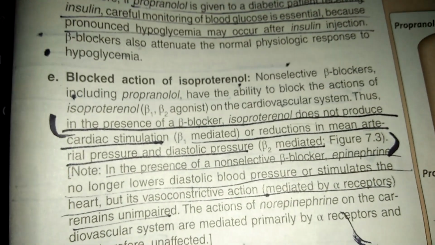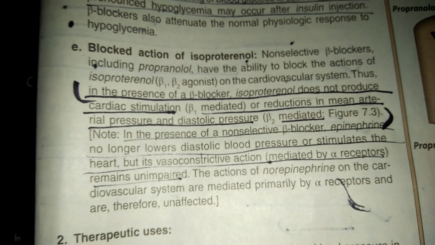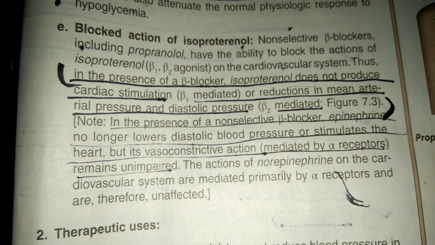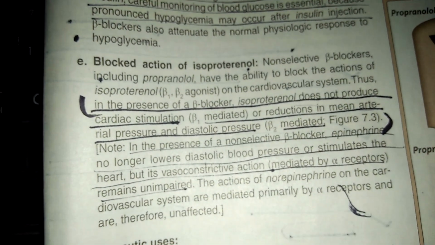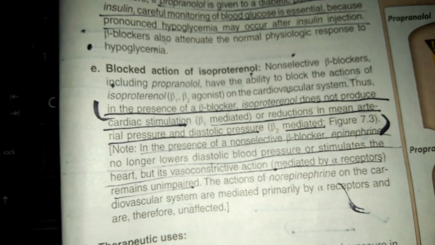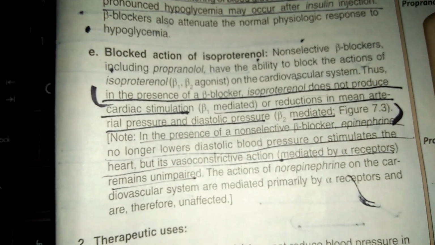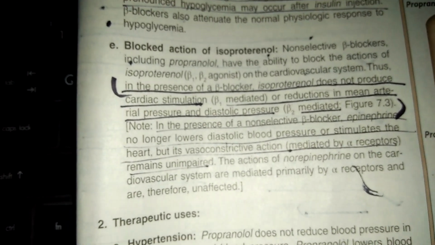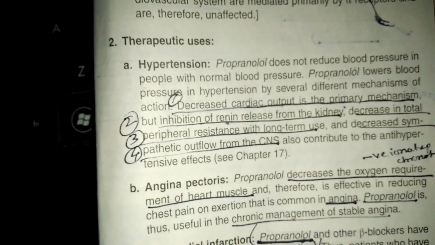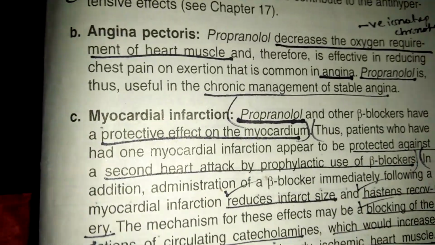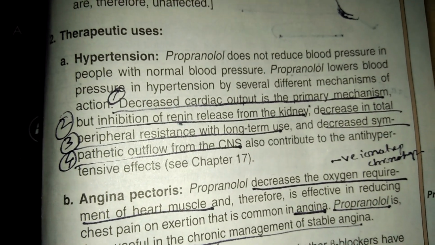You can also go through this blocked action of isoproterenol. Just remember, isoproterenol is a beta non-selective agonist, and in the presence of a beta blocker, if you give isoproterenol, then it will not stimulate beta 1 and beta 2 receptors, so it does not cause cardiac stimulation in the presence of beta blocking agents. So these are the therapeutic uses of propranolol or the beta blocking agents.